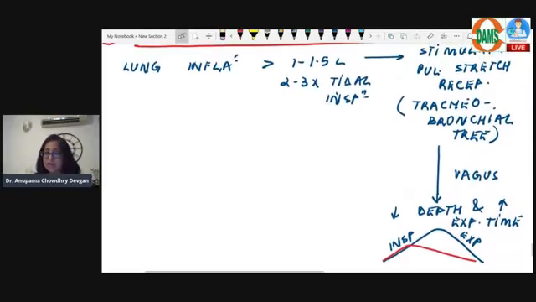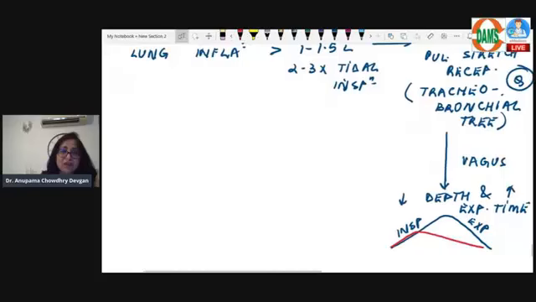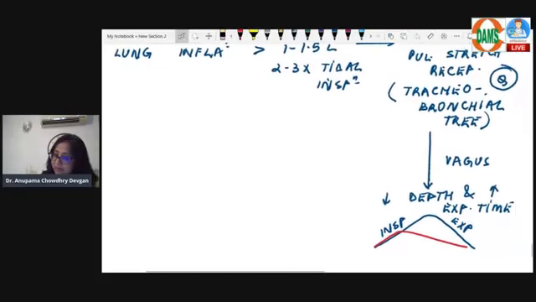In a Hering-Breuer inflation reflex, whenever the lung inflation is more than 2 to 3 times the tidal inspiration, 1 to 1.5 liters, it stimulates the pulmonary stretch receptors, which are not located in the lung parenchyma, but in the tracheobronchial tree. This was asked as a neat question. Fibers from the pulmonary stretch receptors go via the vagus, and they decrease the depth and increase the expiration time. Okay? So this is your Hering-Breuer inflation reflex, right?